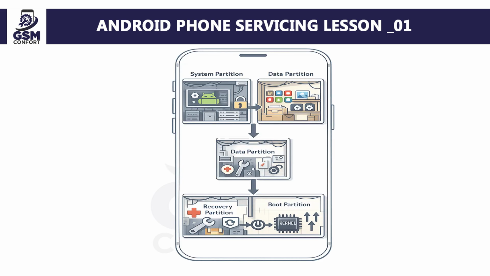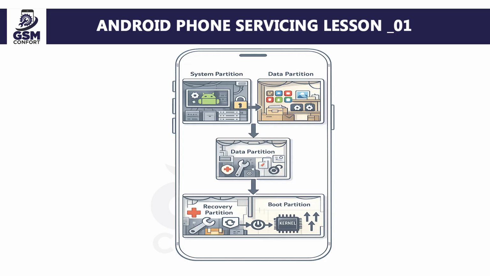Android partitions. Now let's talk about where Android stores everything. Inside every smartphone, the internal memory is divided into sections called partitions. You can think of partitions as different rooms in our building. Each room has a special purpose. The first important partition is the system partition. This partition contains the Android operating system. It holds the core files needed for the phone to run. This partition is usually read-only, meaning users cannot easily change it.